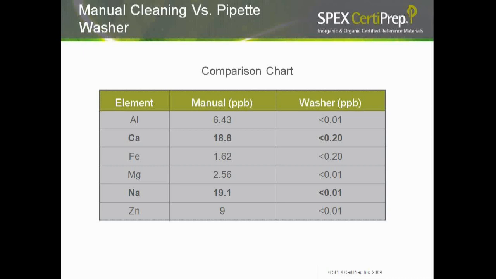This could be due to a number of reasons. When manually washing, you may tell your technicians to wash according to a lab protocol, but repetitive washing is prone to errors and also missteps. Pipette washer washes more effectively, thus cleaning the pipette inside and outside.